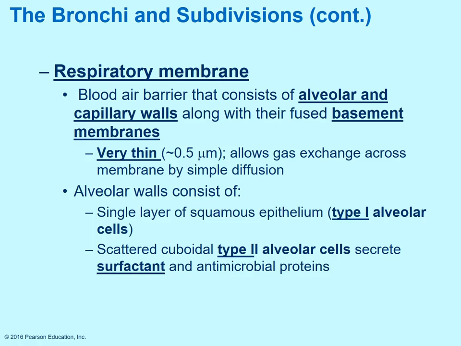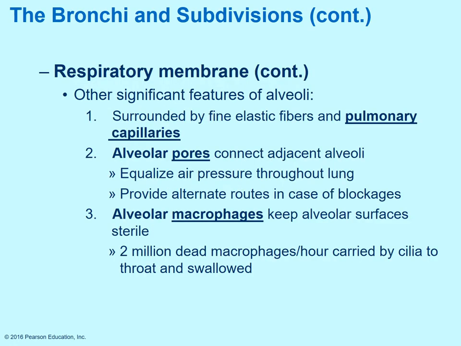The membrane between the alveolus and the capillary is very thin. That allows for simple diffusion to occur. Remember, things want to go from an area of high concentration to an area of low concentration. This is also where you have the effects of pressure gradients. Things move from high pressure to low pressure. The surfactant that is present in this area keeps the alveoli from collapsing.